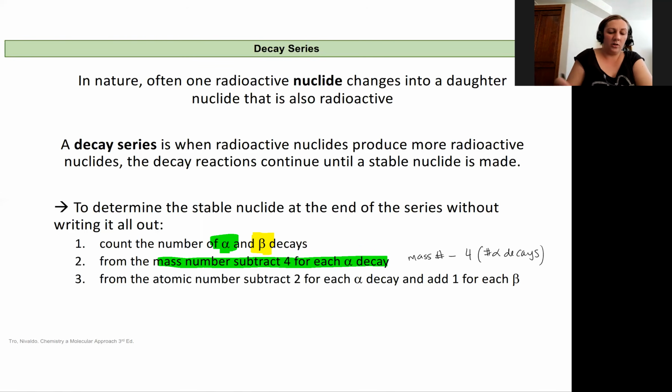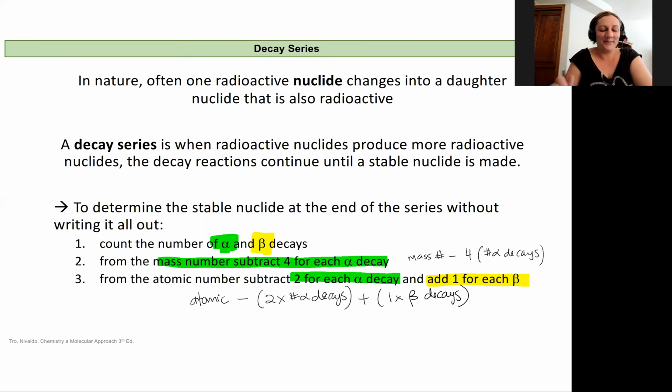Then for the atomic number, you're going to subtract 2 for each alpha decay. And now you're going to take into account the beta decay. Remember, it doesn't have mass, and so it doesn't affect the mass number. You're going to add 1 for each of your beta decays. So your new atomic number will look like the parent atomic number minus 2 times the number of alpha decays, and then plus 1 times the number of beta decays, or just plus the number of beta decays.